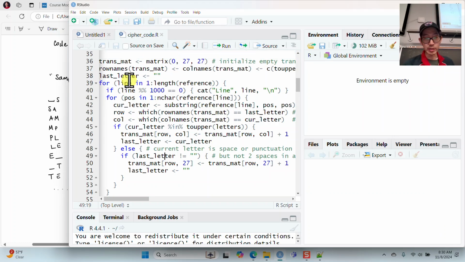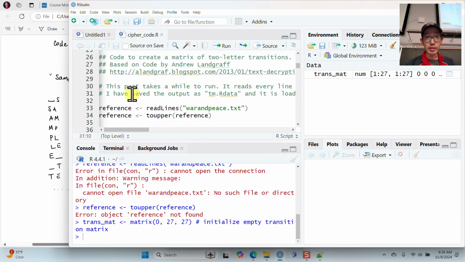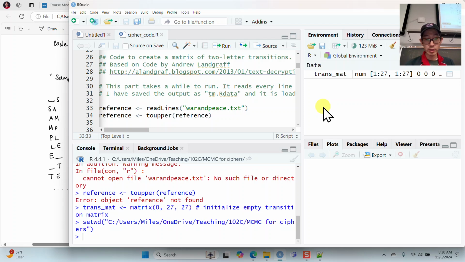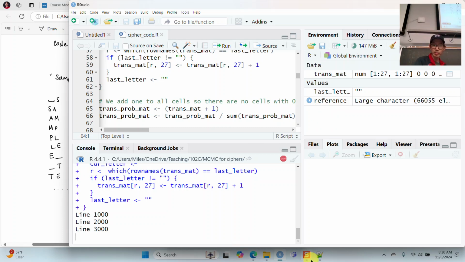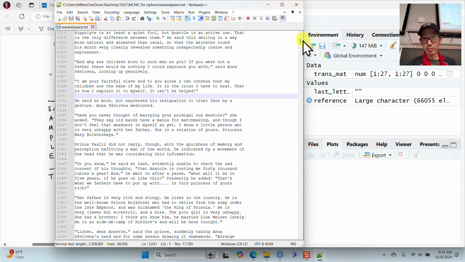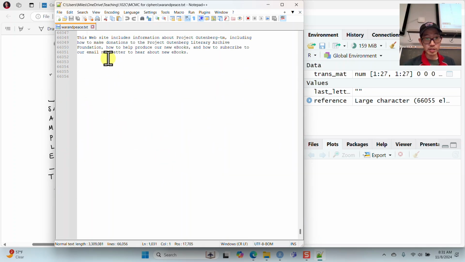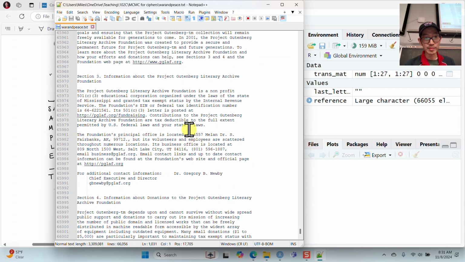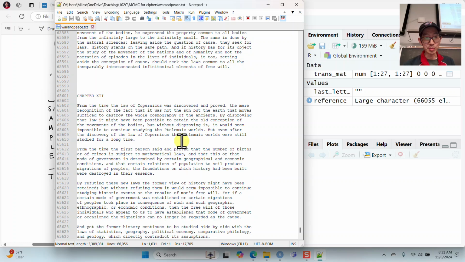the resulting plot. Actually, let me see if I can run this. Oh, it says it didn't find it. Okay. Session, set working directory to source file location. Sorry, okay. So how many lines of text is this? It's a long thing. It is 66,000 lines of text. Although some of it is, okay, the license from Project Gutenberg.